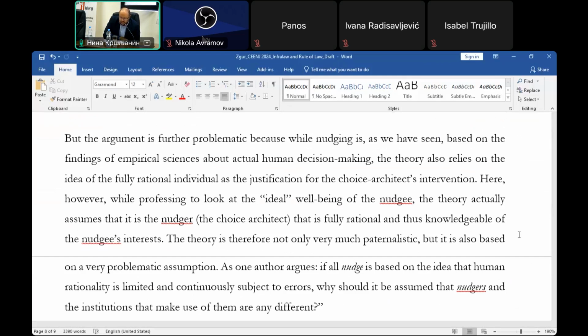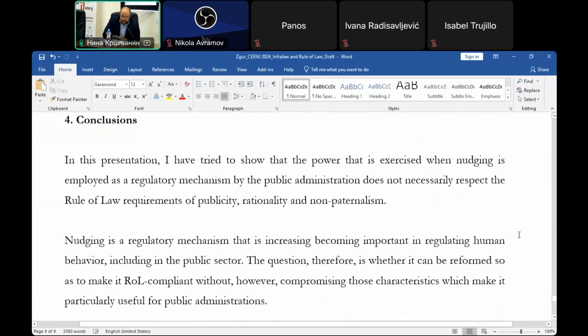As one author argues, if all nudging is based on the idea that human rationality is limited and continuously subject to errors, why should it be assumed that the nudgers and the institutions that make use of them are any different? Now, in my presentation, to conclude, I've tried to show how the power exercised through nudging is not the kind of power that is supposed to be a rule of law based power. Of course, nudging is a regulatory mechanism that is increasingly becoming important in regulating human behavior, not only in the private sector, but also in the public sector. So my question is, can nudging, especially in the public sector, be so modulated or reformed that it becomes rule of law compliant without, however, compromising those characteristics that make it useful for the choice architects at hand? Thank you.